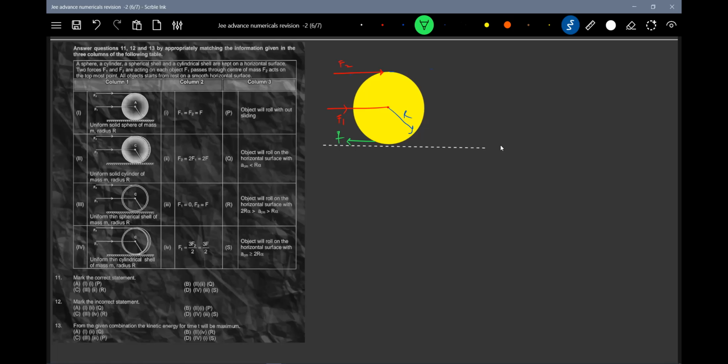It is a smooth surface. Kept on a horizontal surface, two forces pass through center of mass, acts on smooth horizontal surface. So there no friction is needed. The problem has become a little bit very simple. Okay, let it have acceleration. See, the reading of the question is very important.